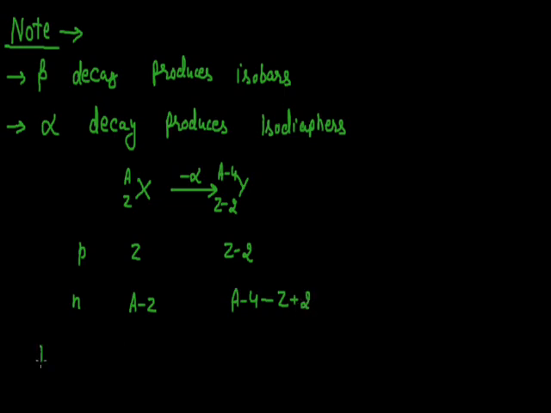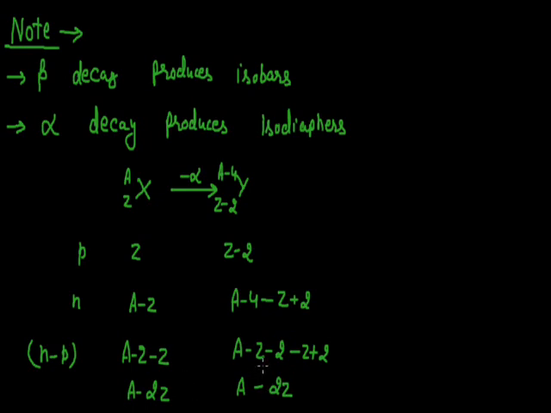So now if I calculate the neutron minus proton value for these two: neutrons are A minus Z, protons are Z, so the neutron minus proton value is A minus 2Z, while for the second one the number of neutrons are A minus Z minus 2 and the number of protons are Z minus 2. On solving this we get the value A minus 2Z, and since the value is the same for these two, we can prove that whenever alpha decay occurs, it produces isodiaphoric nuclei.